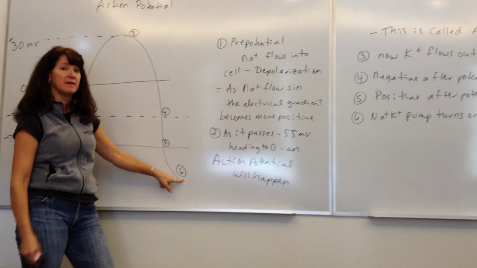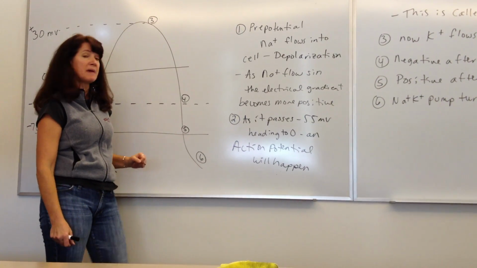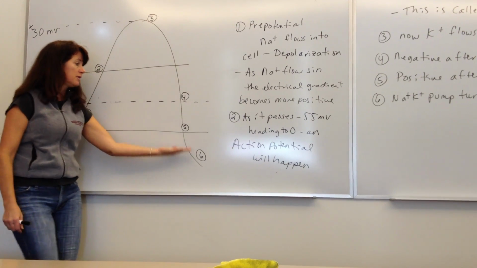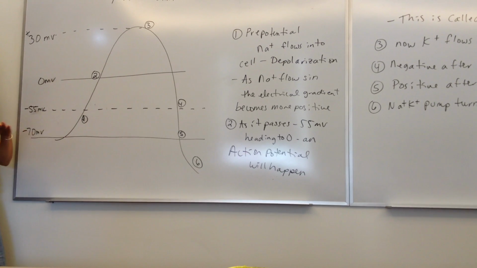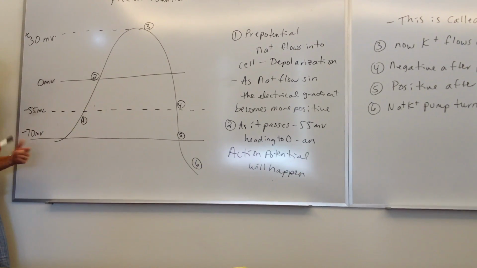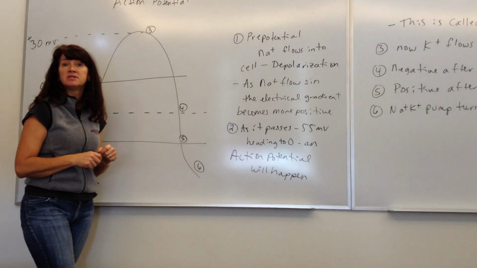And at this point, then, the sodium-potassium pump turns on and reestablishes balance in the cell, which eventually will bring it back up to minus 70 millivolts resting membrane potential. And this is what happens over and over again, which allows signals to take place.